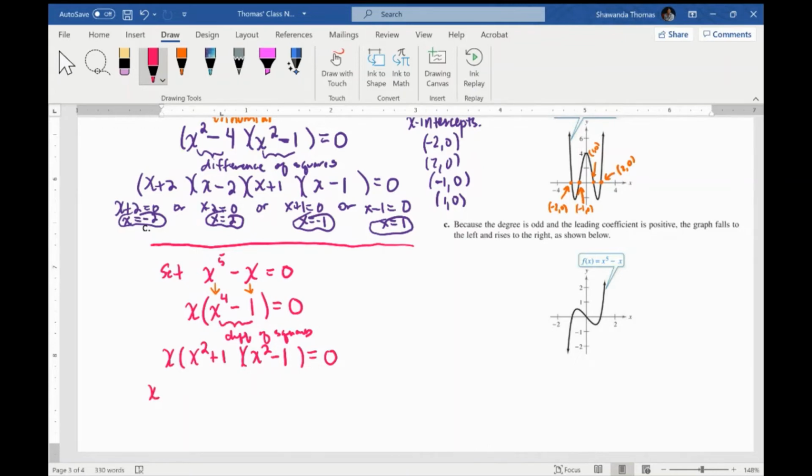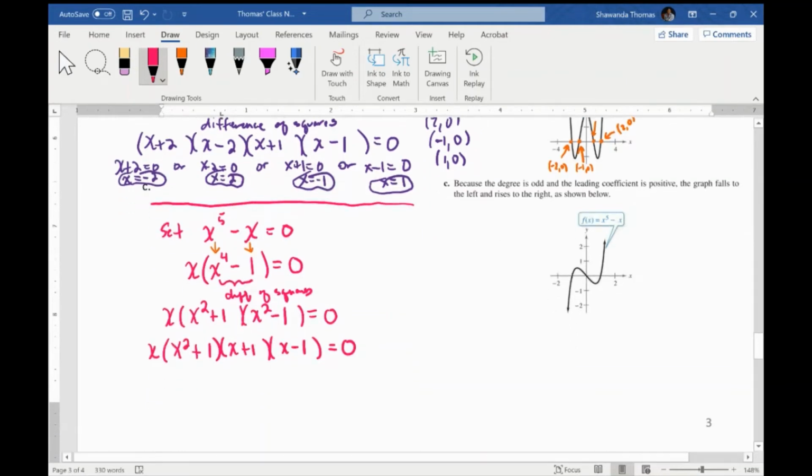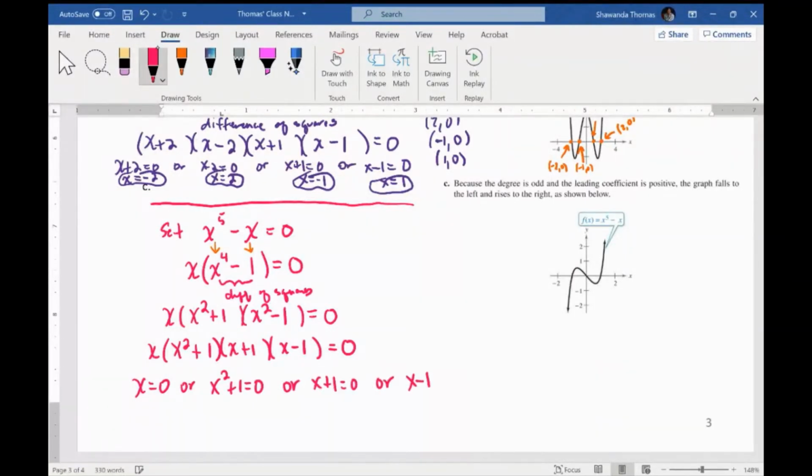Can we factor x squared plus 1? No. That's called a sum of squares. And a sum of squares is never factorable. All right, give me the factors for x squared minus 1. x plus 1, x minus 1. Very nice. We have finished factoring. What would you do now? Set everything to 0. Yes. x squared plus 1 equals 0, or x plus 1 equals 0, or x minus 1 equals 0.